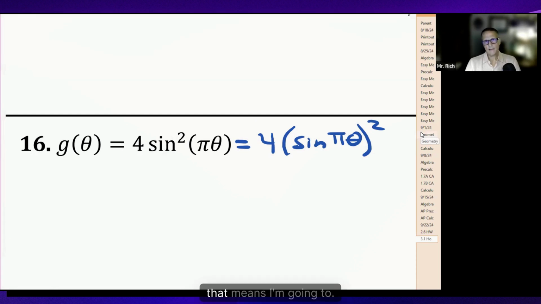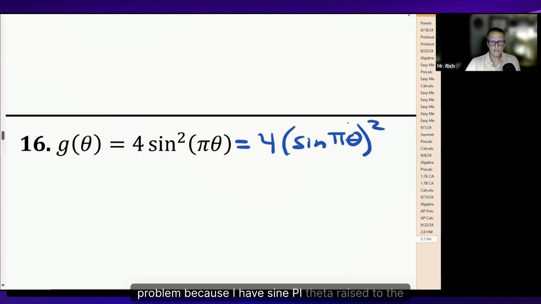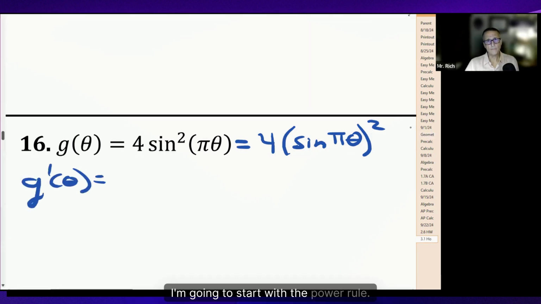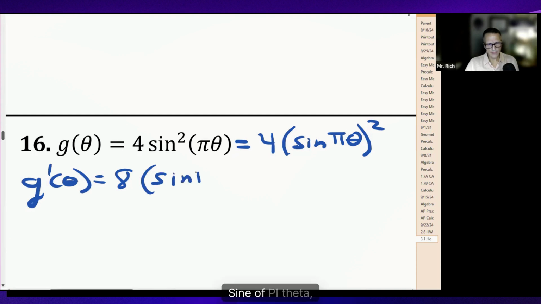So that means this actually ends up being a double chain rule problem because I have sine pi theta raised to the second power. So when I take this derivative, I'm going to start with the power rule. 2 times 4 is 8. I will leave the inside part alone, sine of pi theta. I will reduce the exponent by 1 to make that a 1 power. I will not leave it there, but that is to the 1 power.